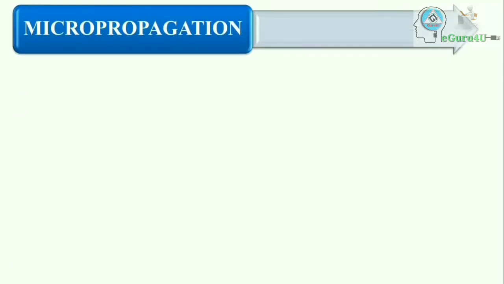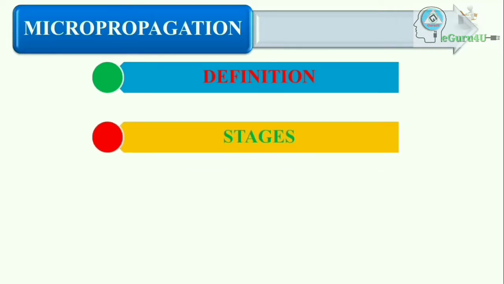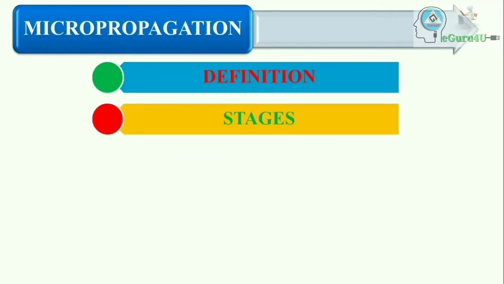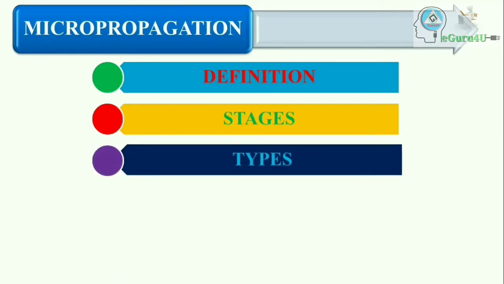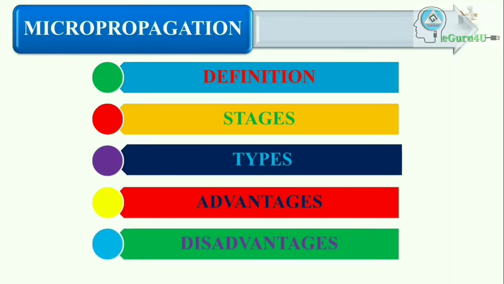Hello friends, in this video I am going to discuss one of the important topics in plant tissue culture, that is micropropagation. So, contents are 1. Definition 2. Stages of micropropagation 3. Types of micropropagation 4. Advantages of micropropagation and 5. Disadvantages of micropropagation.